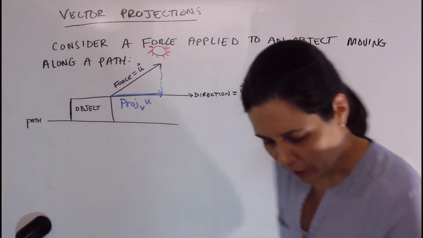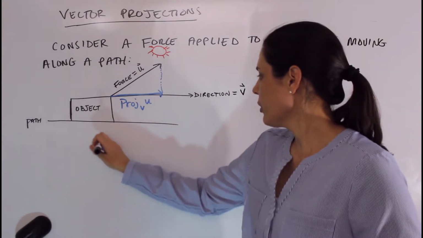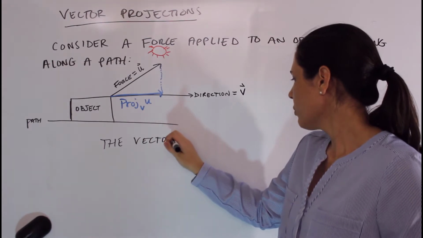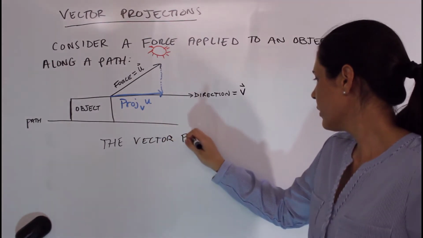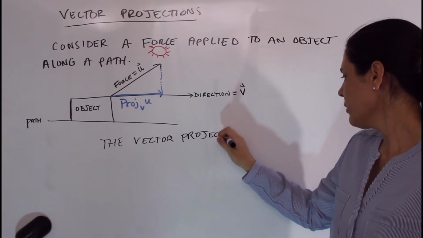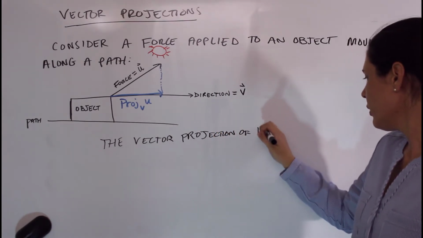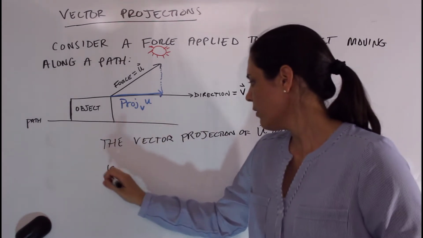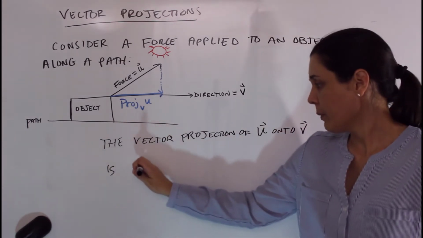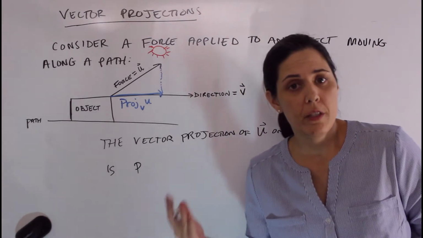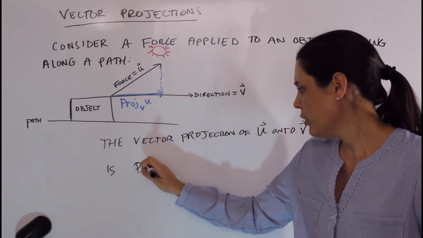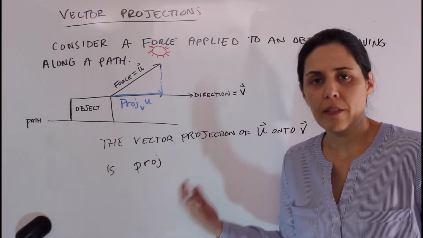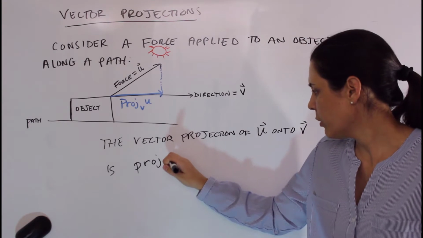Alright, so what is our formula for this? The vector projection of U onto V is what we're interested in. I'm going to give you actually 4 different versions of the formula, and then you just use whichever one depending on the situation you have, and that means what kind of information you're given in a particular problem.